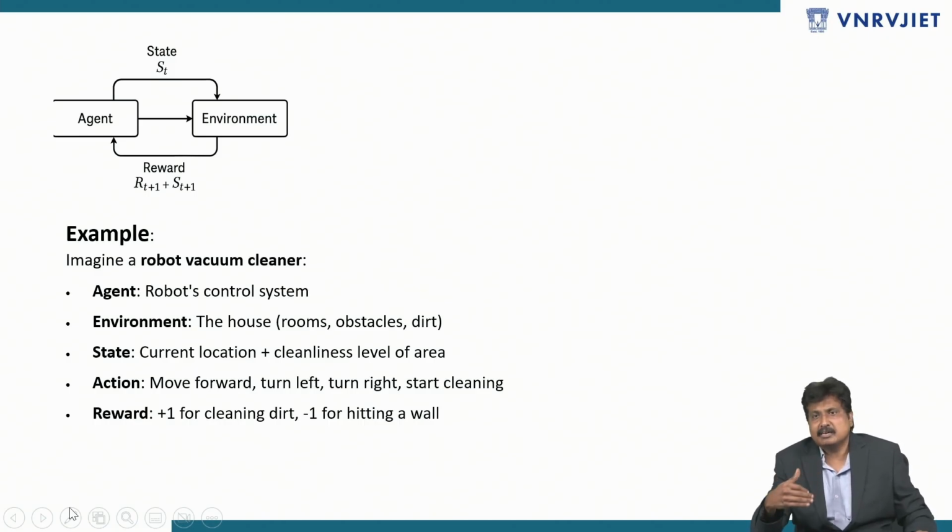Based on those actions, we get rewards like plus 1 for cleaning dirt. We have given some instructions to the robot, and it has to go there and clean that particular wall or floor. Once it follows the instructions and cleans, the agent gets plus 1. But if the robot moves forward and hits walls or other obstacles, the reward is going to be minus 1. So this is a good example of agent-environment interaction.